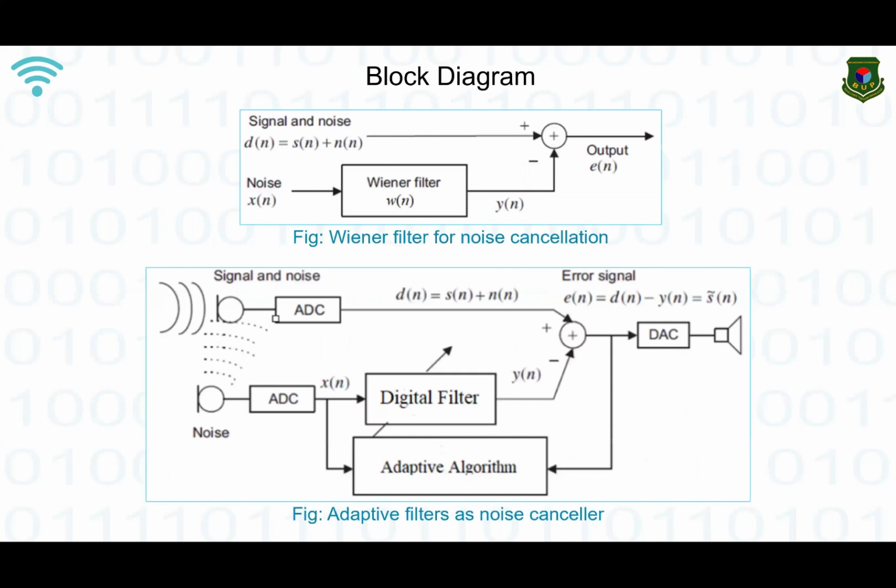If we see the block diagram, firstly we add a noise to a signal, where the signal is Sn and the noise is Nn. Then by the Wiener filter we filter out the noise, and if we subtract the yn from the dn, then we will get our desired signal again. From here, my next teammate will be presenting.